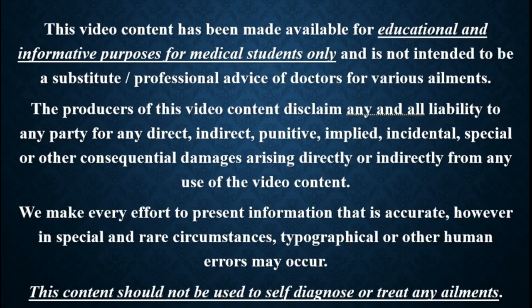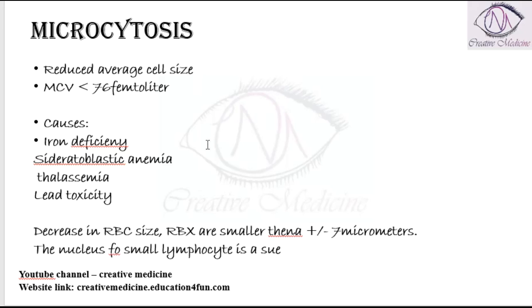In this lecture, we will learn about microcytosis. Microcytosis is the reduced average cell size of the RBC. If the cell size of the RBC is less, then we call it microcytosis. In microcytosis, mean corpuscular volume is less than 76 femtoliters.